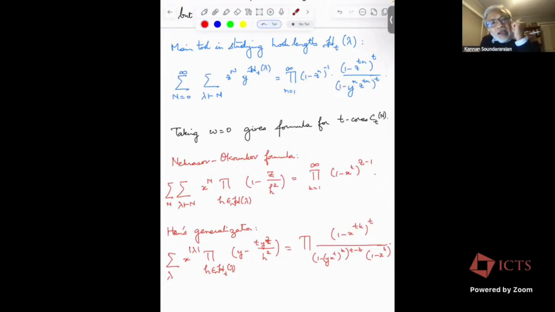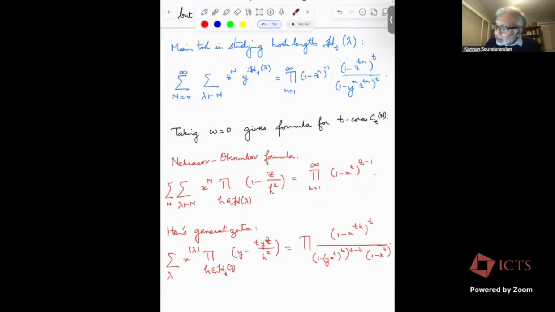And this formula, amazingly, first had its genesis in the physics literature, or a collaboration between a physicist Nekrasov and Okounkov, who were studying representation theory. So there was something called the Nekrasov-Okounkov formula, which is quite amazing. It's the same formula that goes back to Euler for computing partitions. If z is 0, this is just the generating function for partitions that Euler found.